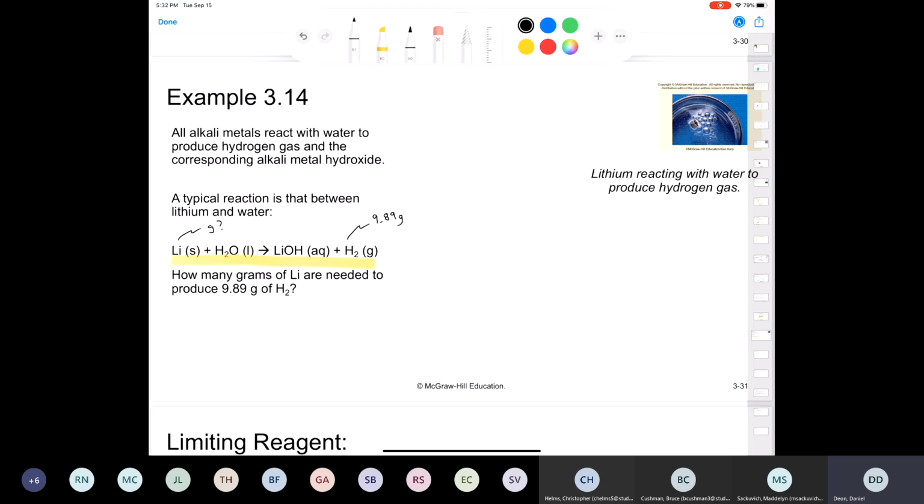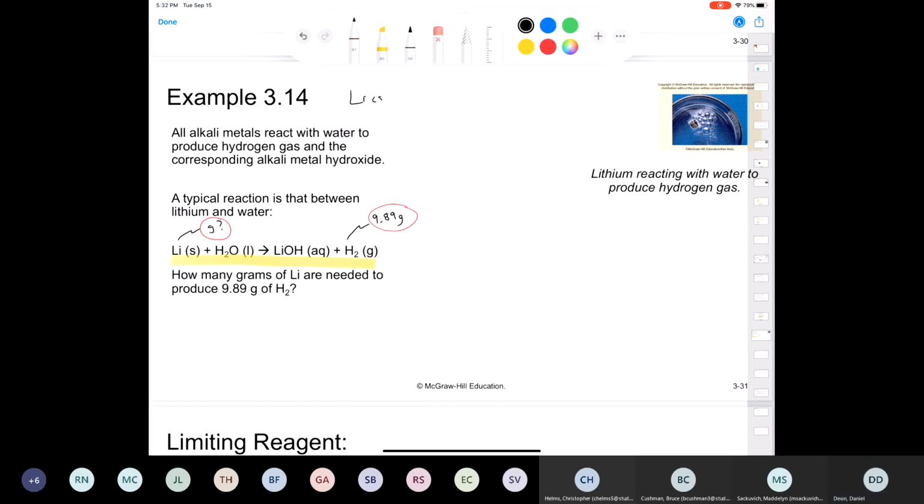Somebody comes up to you and says, look, if you can just make me 9.89 grams of hydrogen gas, I'm going to write you a big check for $200,000. And you're like, well, how much lithium do I need to buy? You want to know the exact amount. The first thing that we're going to have to do, though, is balance this equation. So let's get the old pen out here.